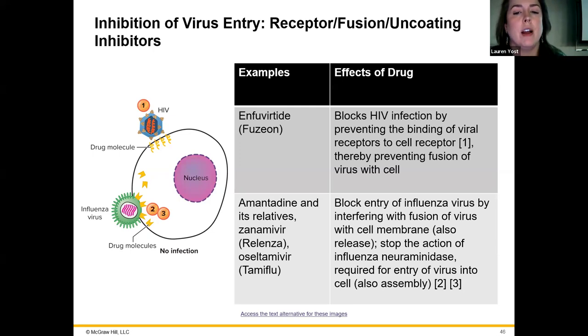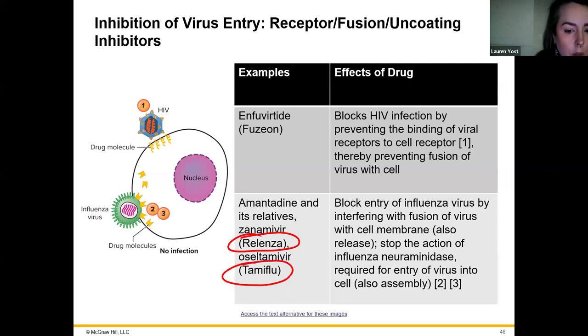Here's enfuvirtide, which is very commonly used. Anti-HIV medication has been around for a while. It blocks the fusing of the virus with the cell so it can't get in properly. I'm not going to ask you about it though. What am I going to ask you about? Things like zanamivir and amantadine, which we know more commonly as Relenza, and oseltamivir, which you know as Tamiflu. They work the same though. And I would ask you about Relenza or Tamiflu.